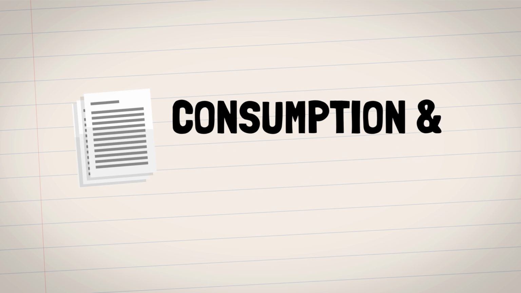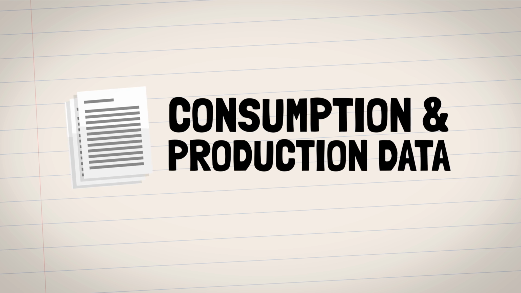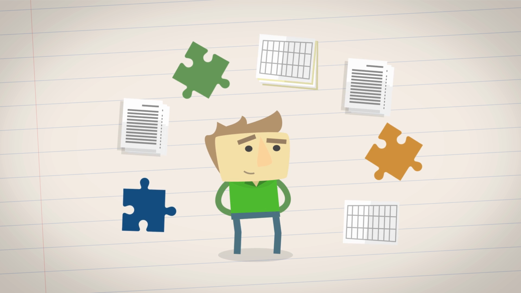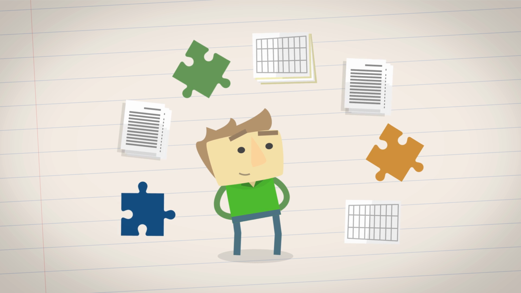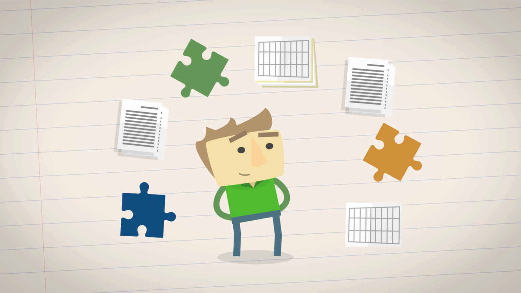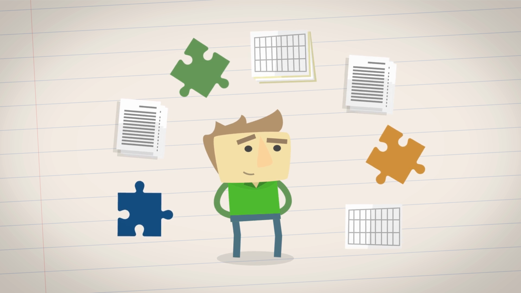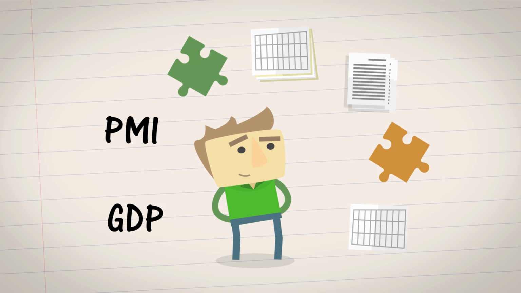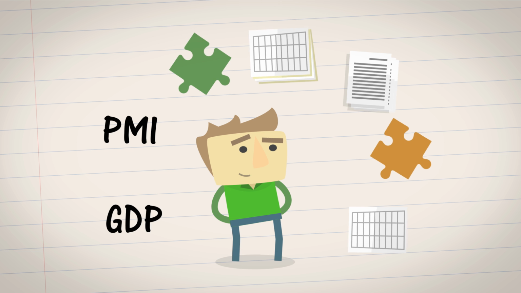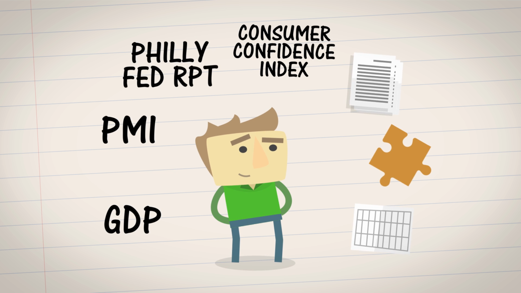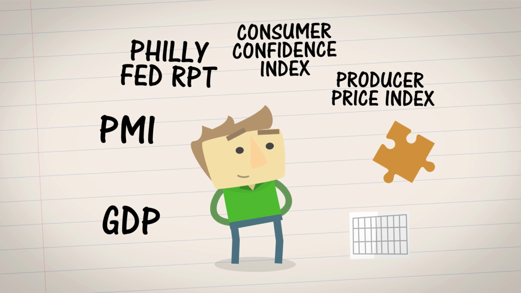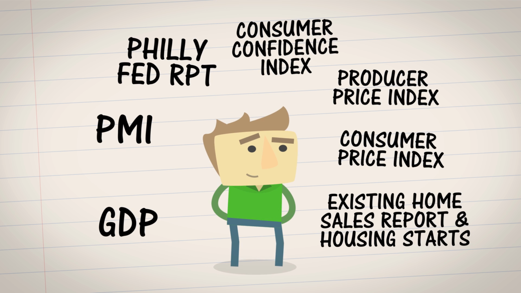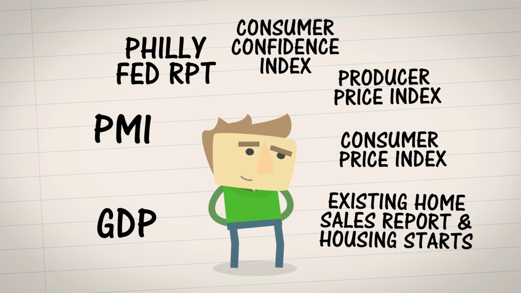Finally, there's consumption and production data. There are various reports that measure different aspects of consumption and production, so it's up to the savvy investor to piece it all together. Some examples include the Gross Domestic Product, or GDP, Purchasing Managers Index, or PMI, Philly Fed Report, Consumer Confidence Index, Producer Price Index, Consumer Price Index, and the Existing Home Sales Report and Housing Starts.